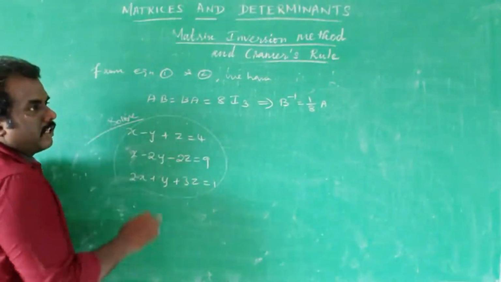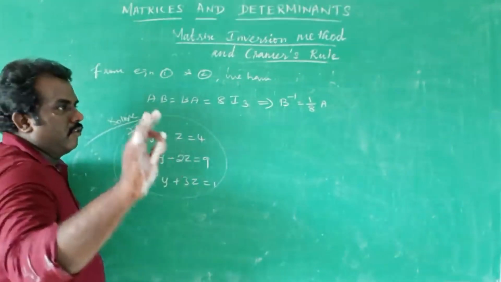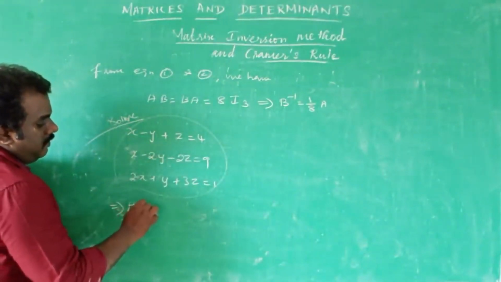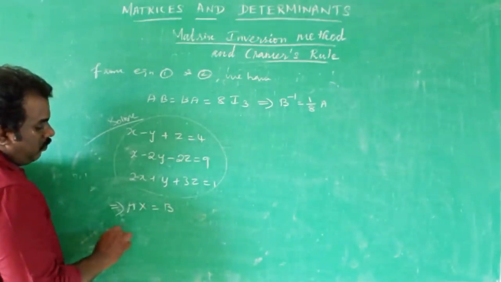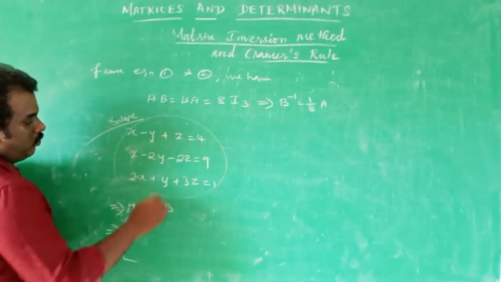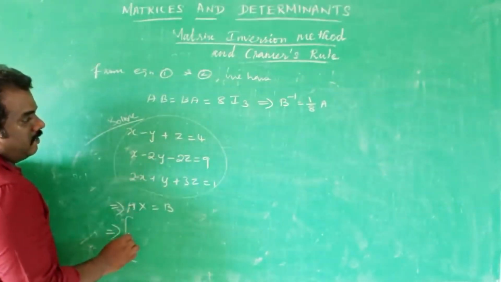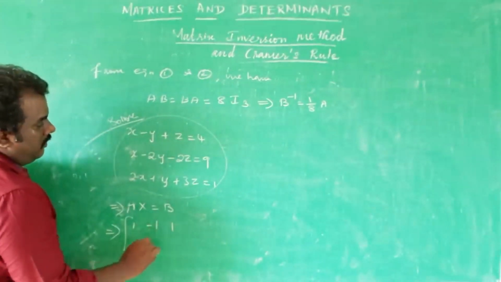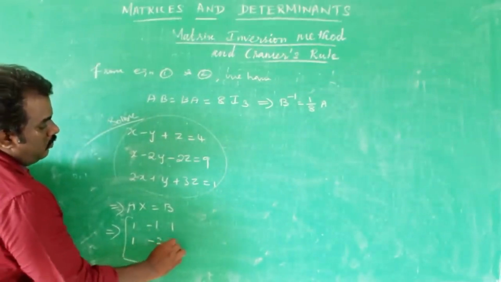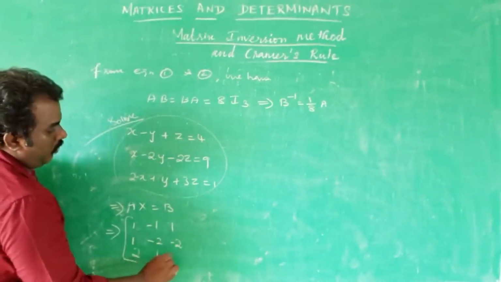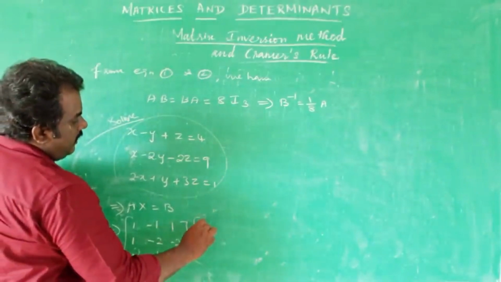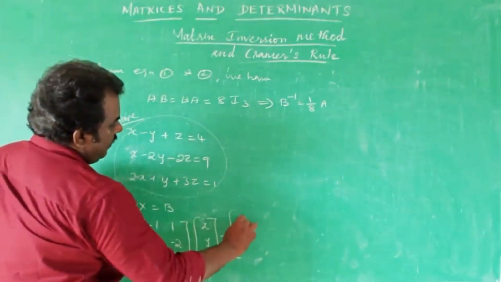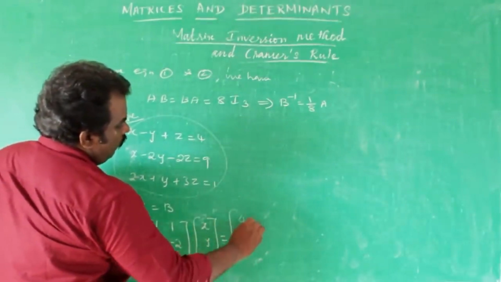How to solve this? The above equation can be written in the form of Ax is equal to B. Same procedure. So this can be written as Ax is equal to B. What is your A? The coefficient of x, y, z. This can be written in the matrix form 1, minus 1, 1, 1, minus 2, minus 2, 2, 1, 3, into x, which contains 3 unknowns x, y, z, is equal to the matrix B, which contains 4, 9 and 1.